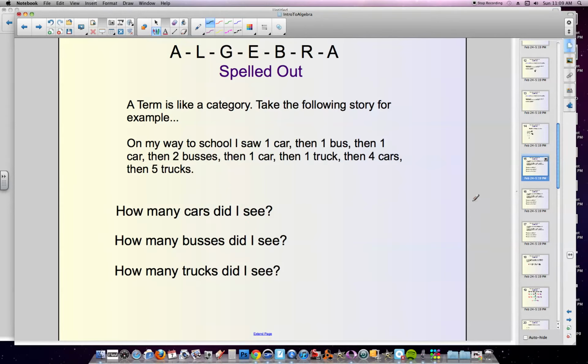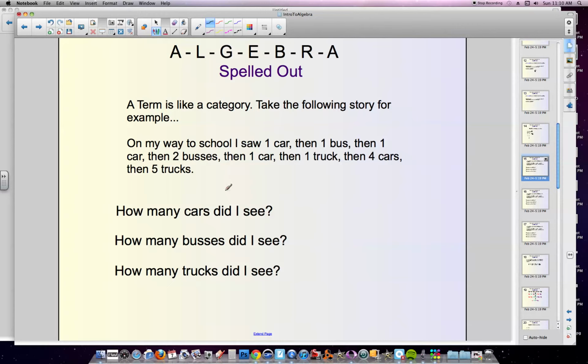Well, with algebra, this is no different. When we're adding terms, or in general thinking about terms, we need to make sure that they're referencing the same thing. A good example is to think about this problem. If I saw 1 car and 1 bus, and then another car, and then 2 buses, and another car, and then a truck, and then 4 cars and 5 trucks.